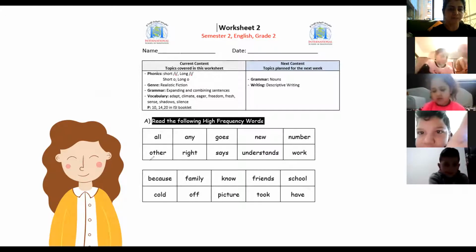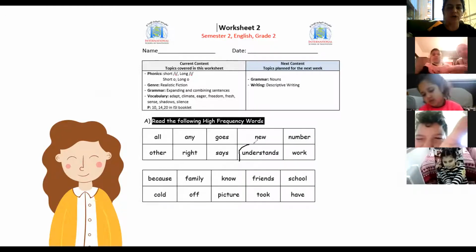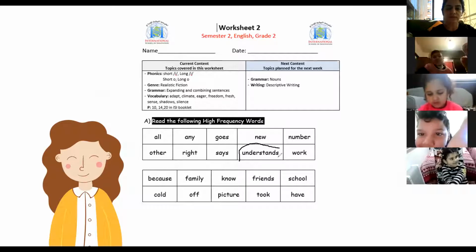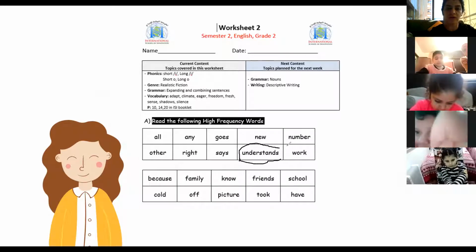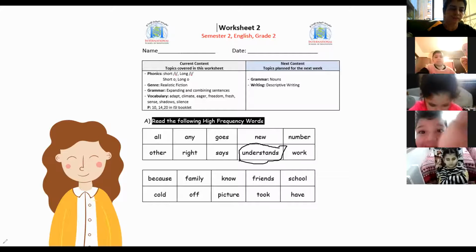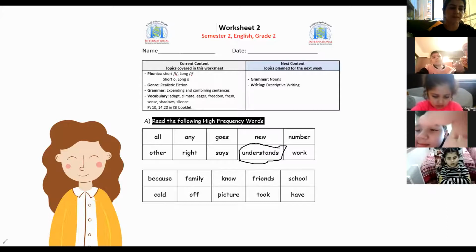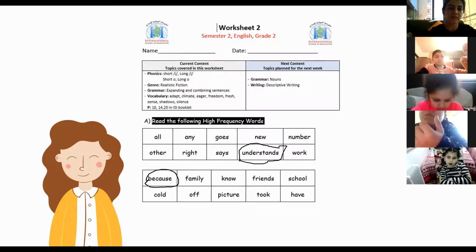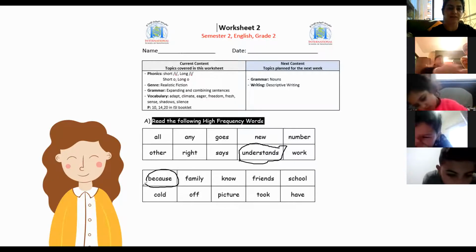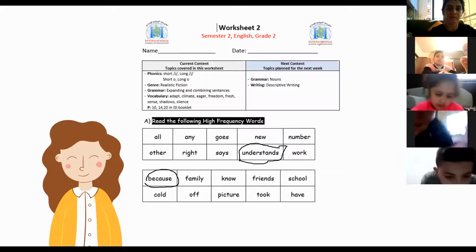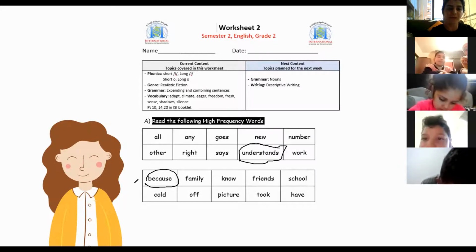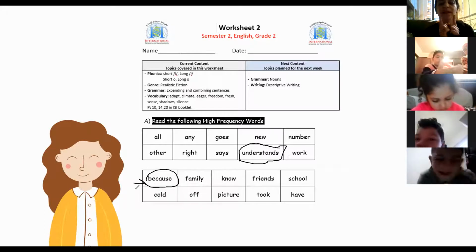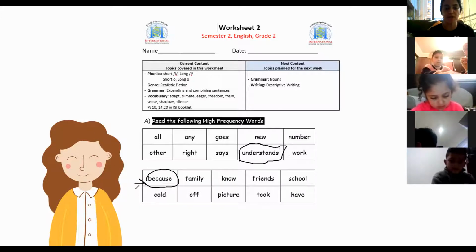Hussein Sleiman, can you read this word? What's this word? Understand. Bravo. Good morning, Yara. Mahdi, can you read this word? Which word? I circled it. Because. You have to read it by sight, Mahdi. All these words, please, okay?